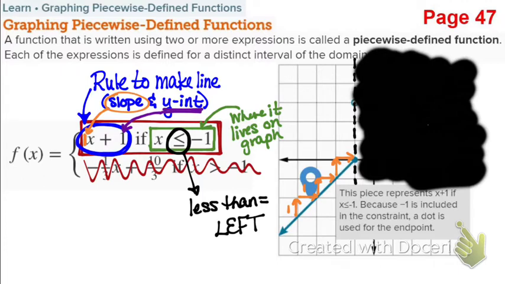Last thing I want to look at is where it hits the fence. Do you guys see this filled in blue dot right here? That filled in blue dot is coming because I have this or equal to in this inequality. This is a closed dot on the fence.